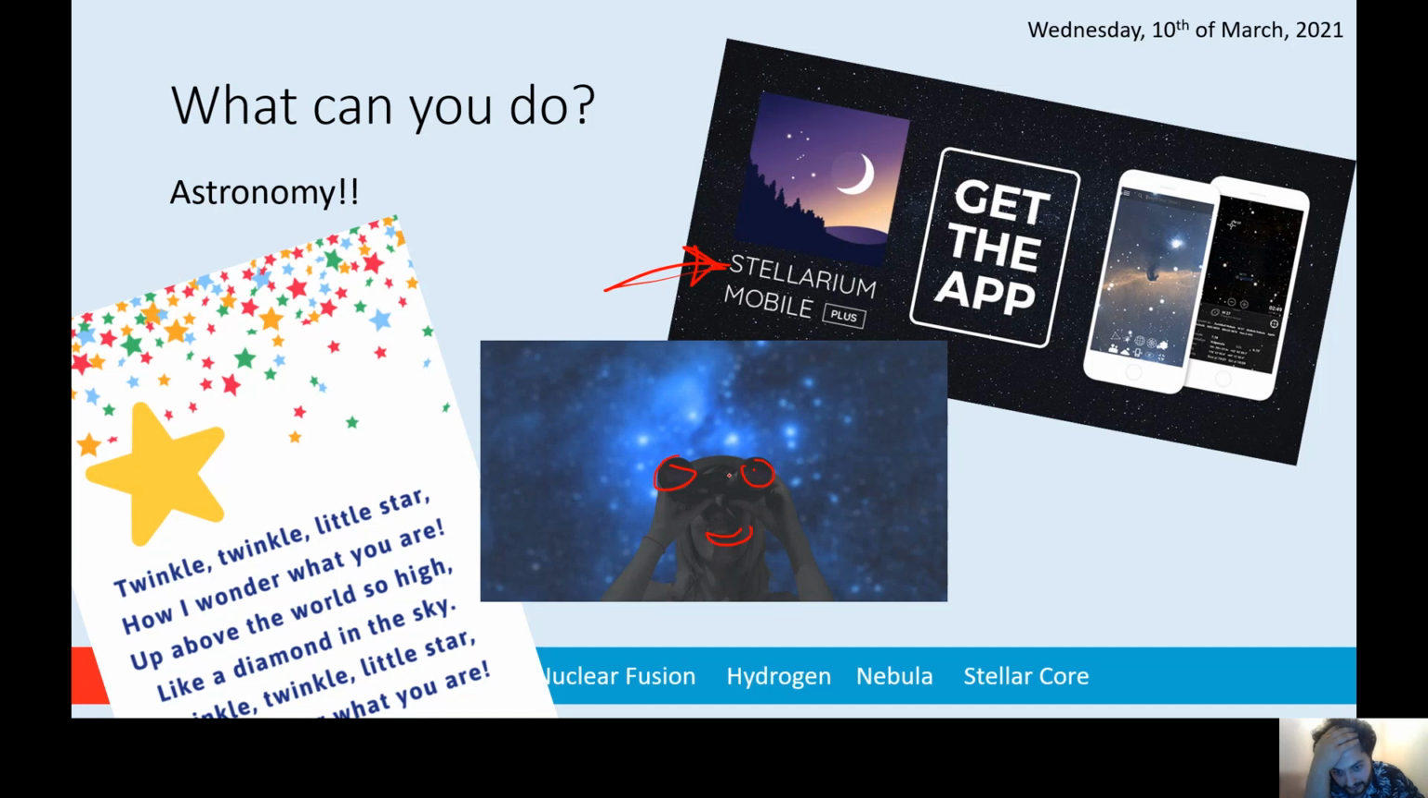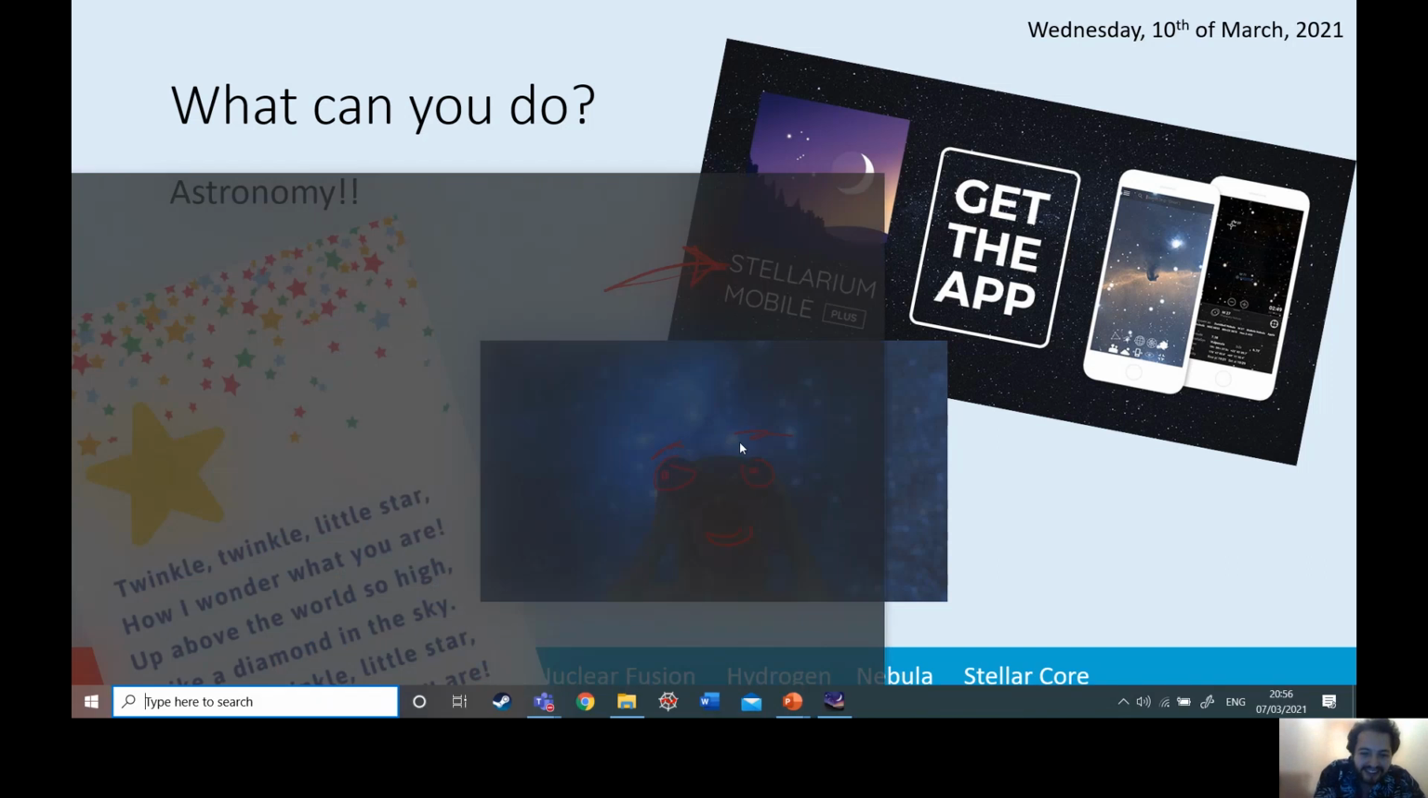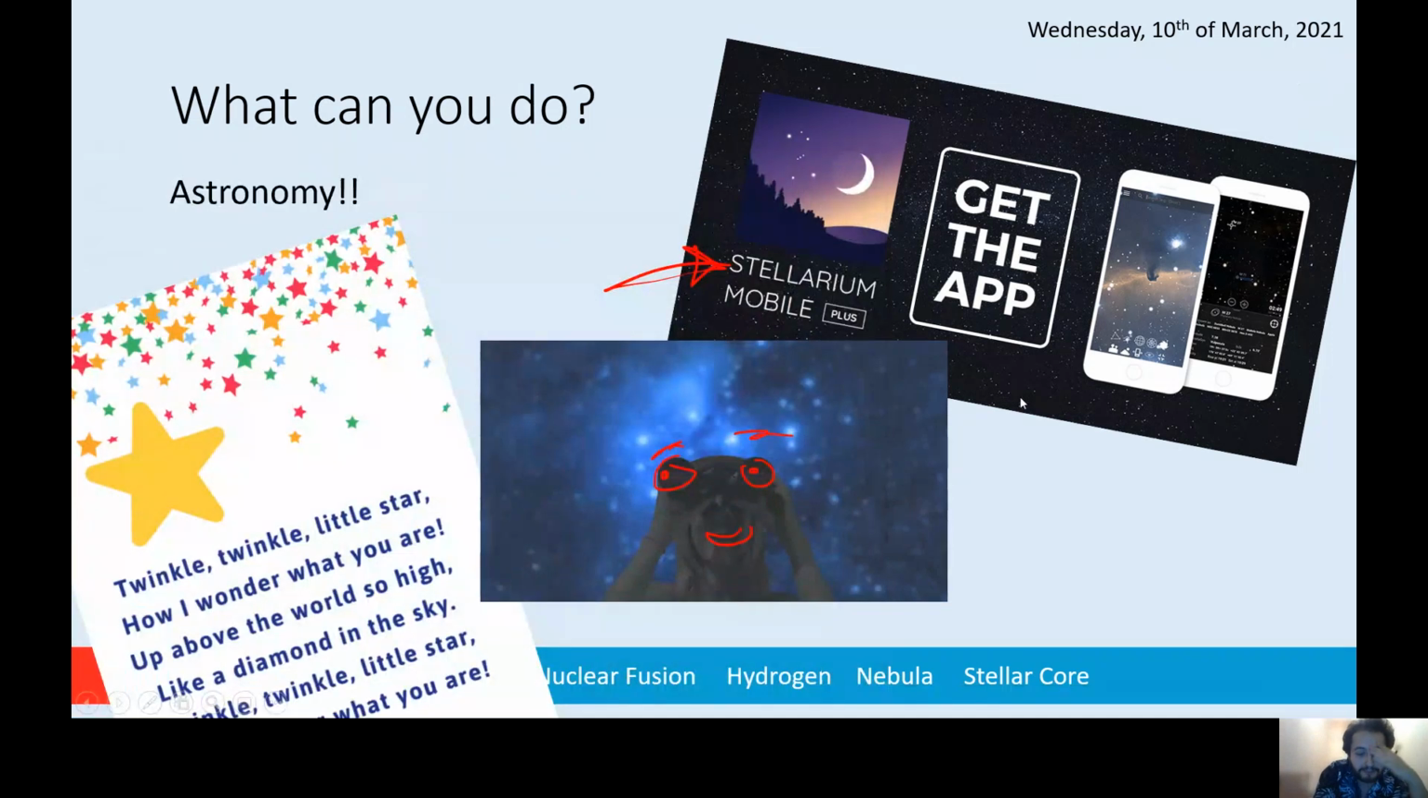And look how happy this lady is, looking at the stars. Fantastic. She's having a tremendous time. Sorry, I'm getting a bit carried away here.